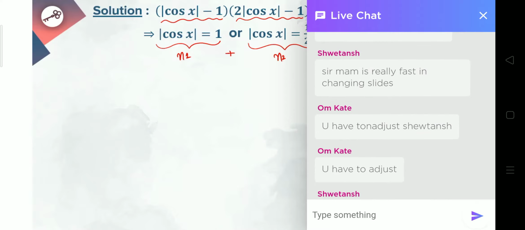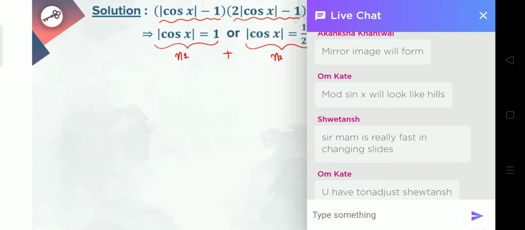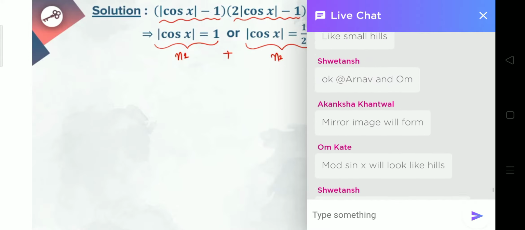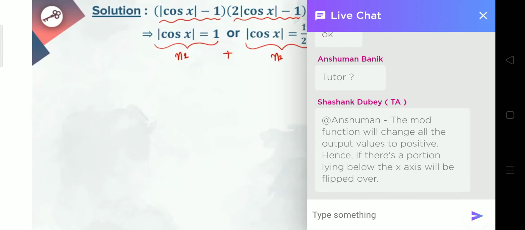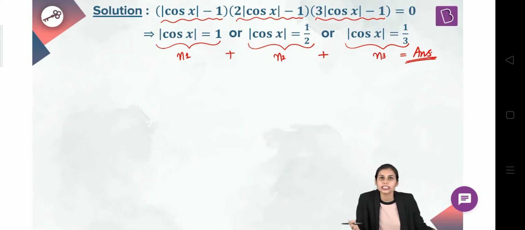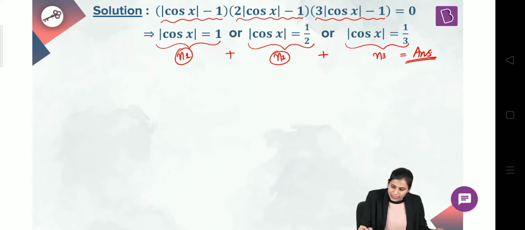In the end, I'm going to add n1, n2 and n3 and that is going to be my final answer. Because I want all possible values of x in the interval minus pi comma pi which are able to satisfy my given equation. That's why I'm adding all these three numbers up in the end to get the final answer. But the question arises, how to get n1, n2, n3?